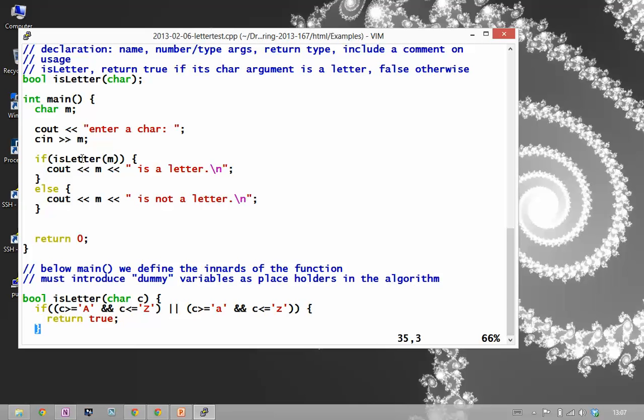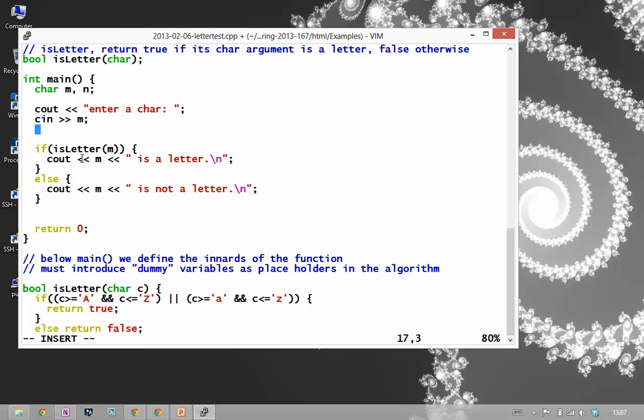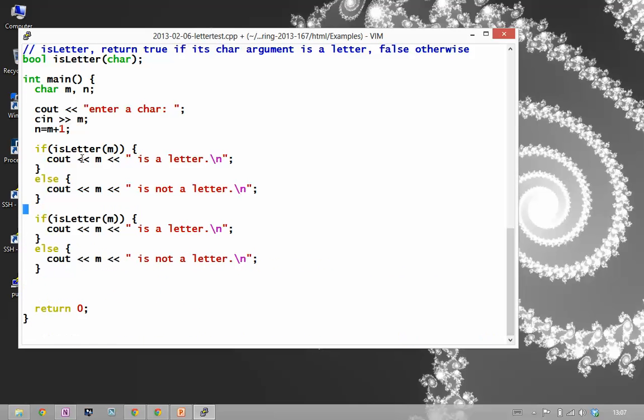And I can use it more than once. I could have other characters. For example, I could see if M is a character, and I could check and see. I could do, let me think about this, n equals m plus 1. Let's do that. And then I'm going to copy this whole block, and I'm going to replace this with n, and n, and n. Okay, let's run this thing.